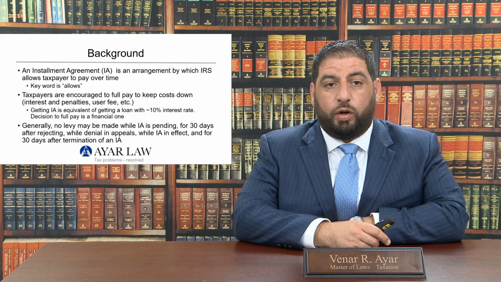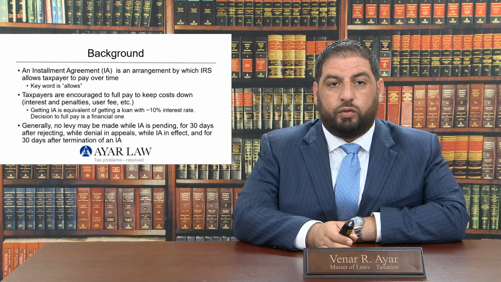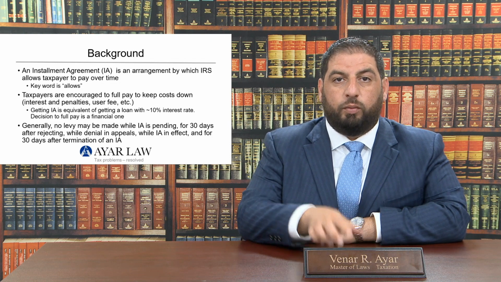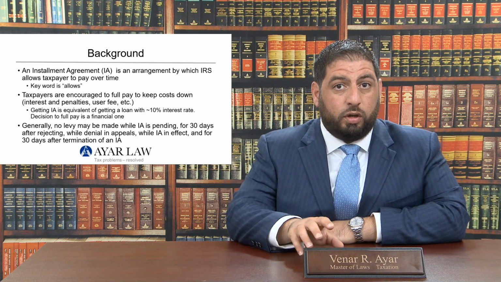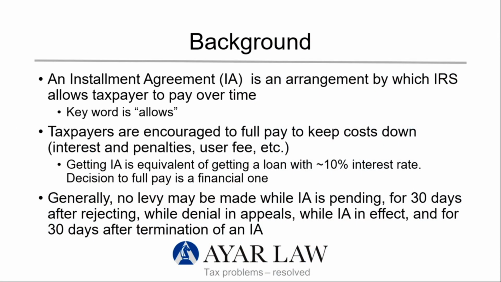So, installment agreements in general. What is an installment agreement? It's an arrangement by which the IRS allows a taxpayer to pay their taxes over time. The key word to remember here is allows. These are discretionary. Very few times will you actually be entitled to an installment agreement. The IRS has the option to demand full payment if you're able to pay.